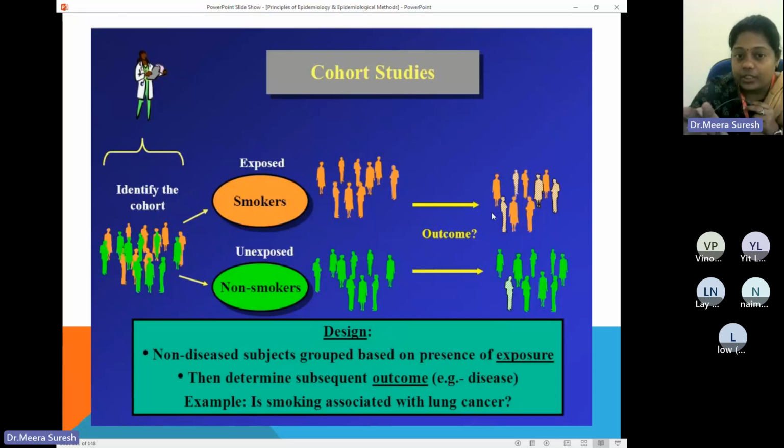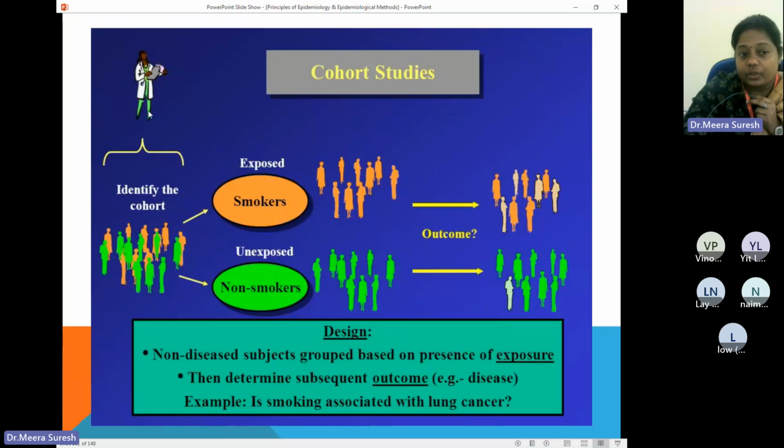So what happens in a cohort study is, whenever we use the term cohort study, what we mean is a prospective cohort study, or the forward study. If it is a retrospective cohort study, we will term it as such, retrospective cohort study. Otherwise, the term cohort study just indicates the forward study. So here, the idea will be like this.